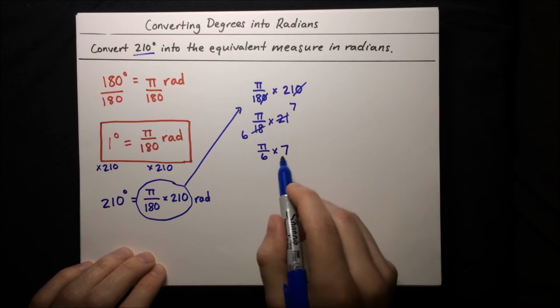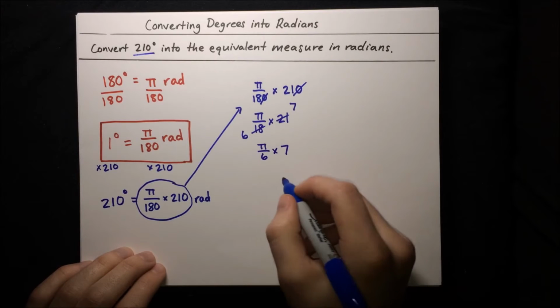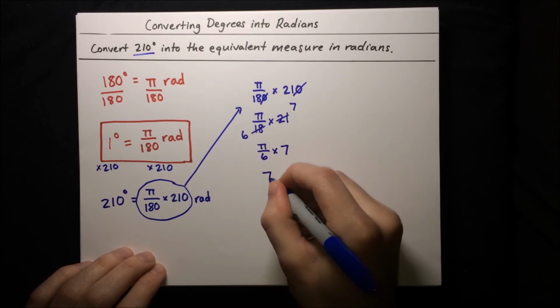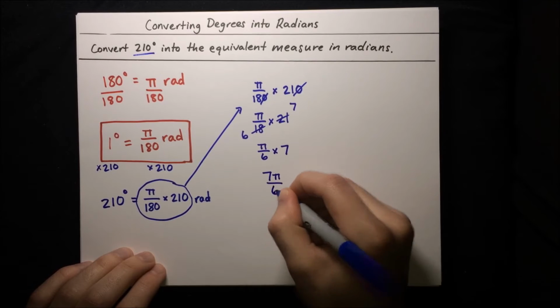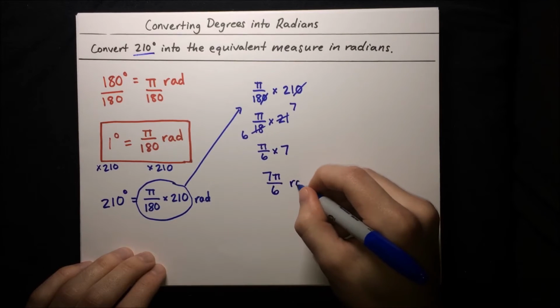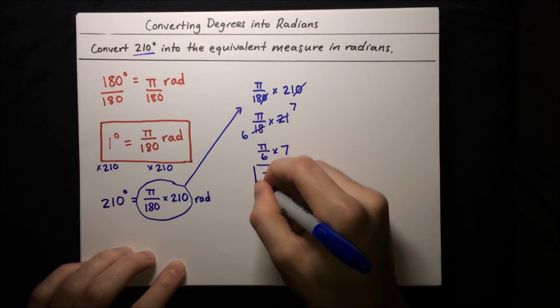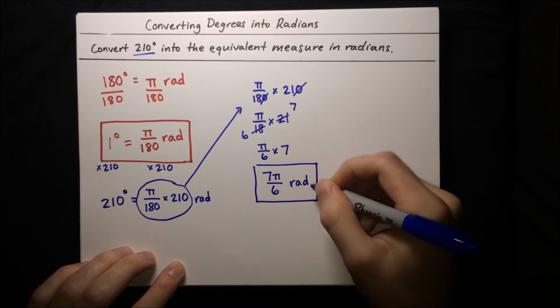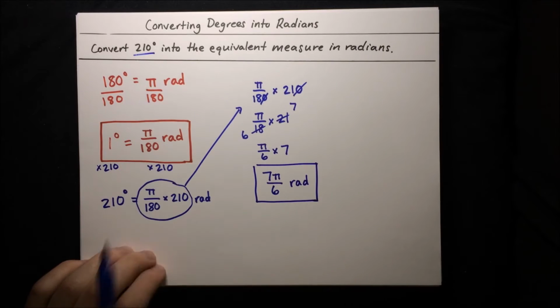Is there anything else we can simplify? No, it doesn't really look like it. So let's just go ahead and multiply. We get 7 pi over 6. And there we go. That's as far as we can simplify. So that's our final answer. 7 pi over 6 radians is the equivalent measure for 210 degrees.